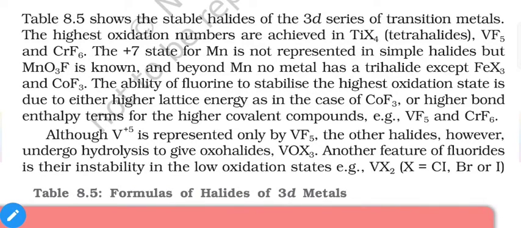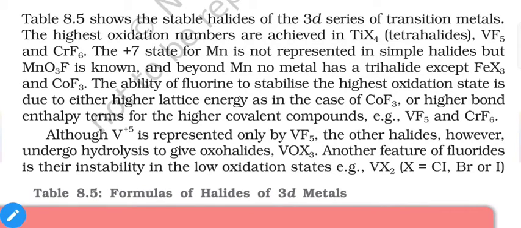The ability of fluorine to stabilize the highest oxidation state is due to either higher lattice energy, as in the case of CoF3, or higher bond enthalpy terms for the higher covalent compounds, for example VF5 and CrF6. Overall, the main reason is F is the most electronegative element. So that's why all these terms mentioned here can be achieved using fluorine. Although V+5 is represented only by VF5, the other halides undergo hydrolysis to give oxohalides. That means oxygen is also present along with the halogen.